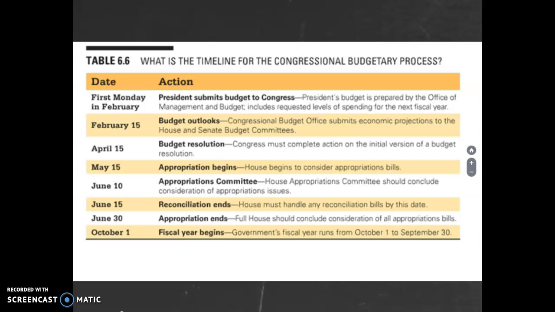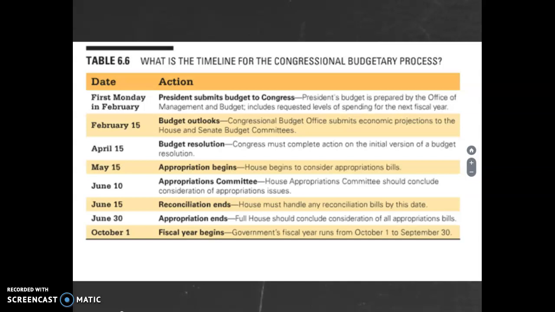Interest groups are going to come and testify. This is a huge, long process when they go through and figure out, okay, here's about how much money we need to spend. Then we start to reconcile. And reconciliation means we're matching up our initial budget resolutions with what we've appropriated and saying, do we need to revisit something? Do we need to change something?